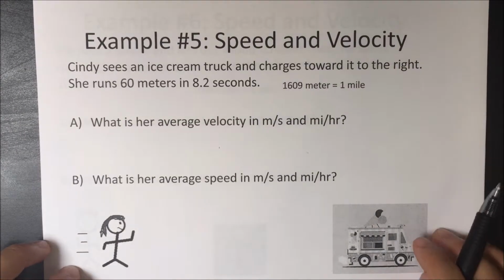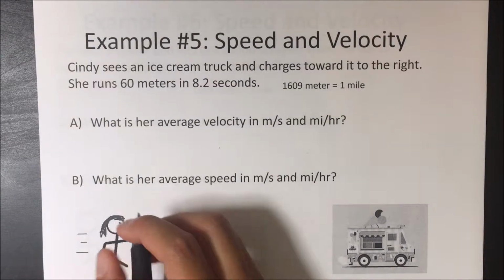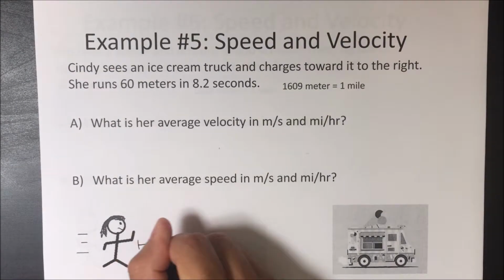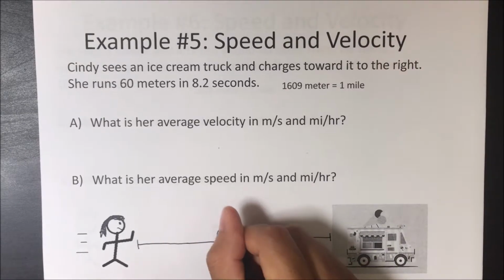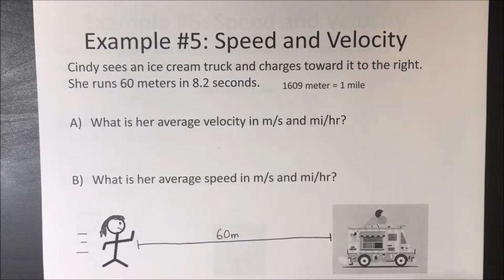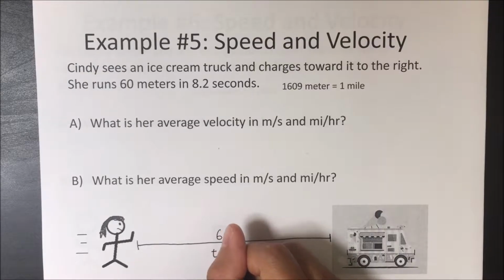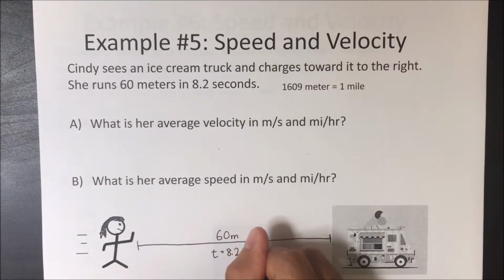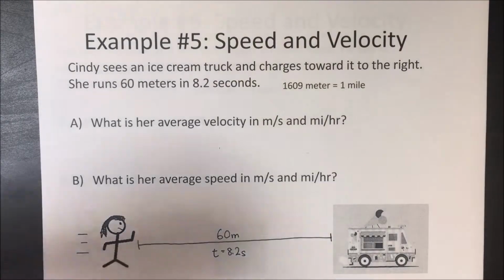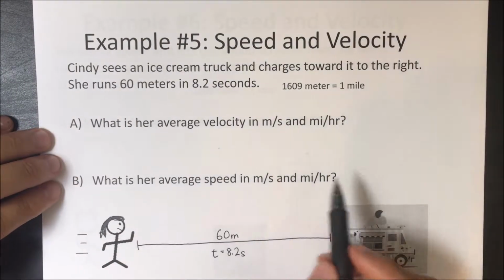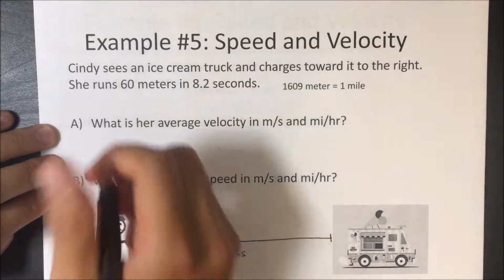Alright, so again, you want to just kind of draw out the problem. What we see is she's going to be running towards this ice cream truck, getting her favorite ice cream, which is 60 meters away, and it's going to be taking her 8.2 seconds. So what we're looking for is the average velocity. First, let's do it in meters per second because that's easier.